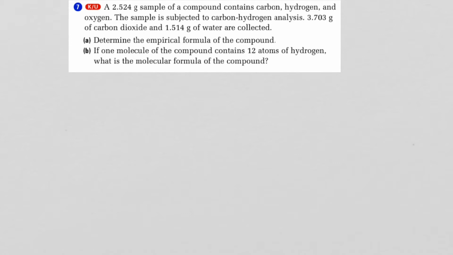So if we take a look at this one question from your textbook, it says a 2.524 gram sample of a compound contains carbon, hydrogen, and oxygen. So this is one where you have oxygen also, as well as carbon and hydrogen. Tends to be a little more complicated because there's this one extra step that's required. The sample is subjected to carbon-hydrogen analysis. 3.703 grams of carbon dioxide and 1.514 grams of water are collected. A. Determine the empirical formula of a compound. B. If one molecule of the compound contains 12 atoms of hydrogen, what is the molecular formula of the compound?